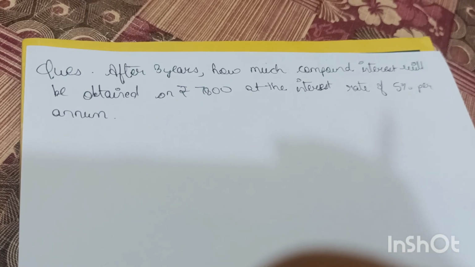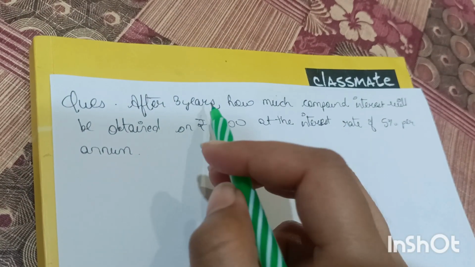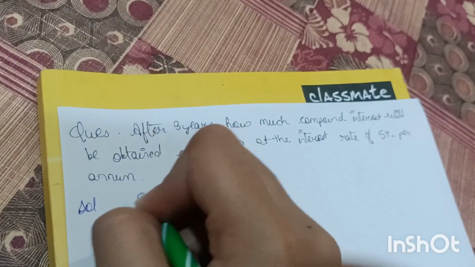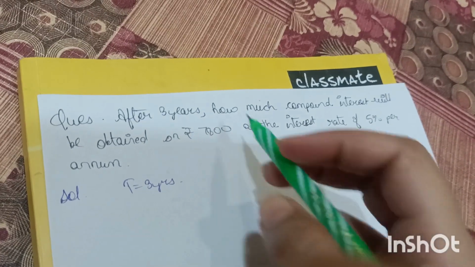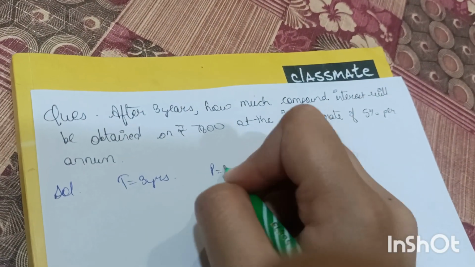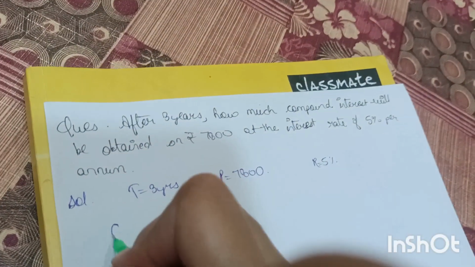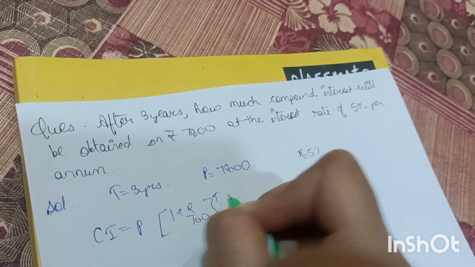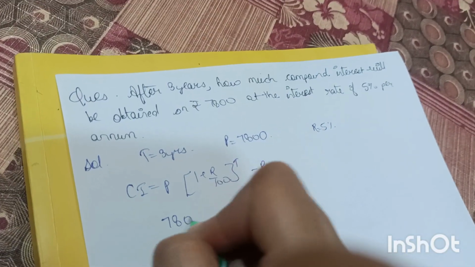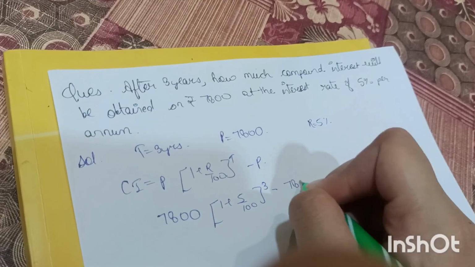So now let's practice some questions for your better understanding. The first question is on your screen, you may solve it out. So now let's solve it. Over here you can see that time is given as 3 years, and we have to find the compound interest. So you know the formula. The principal is given as 7800 and rate is given as 5%. So you know that the CI formula is P into (1 plus R upon 100) to the power time, minus P. So you can see this: 1 plus 5 upon 100, to the power 3, minus 7800.